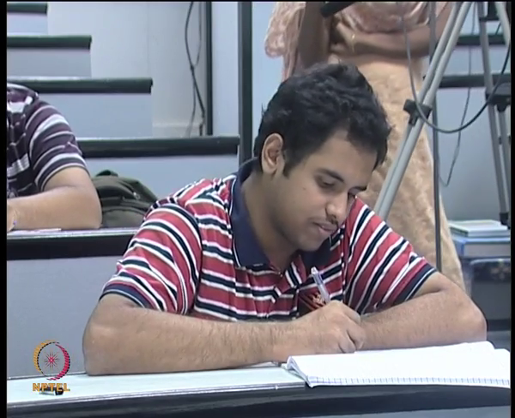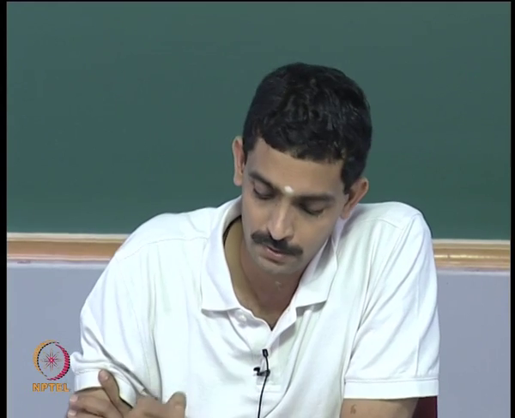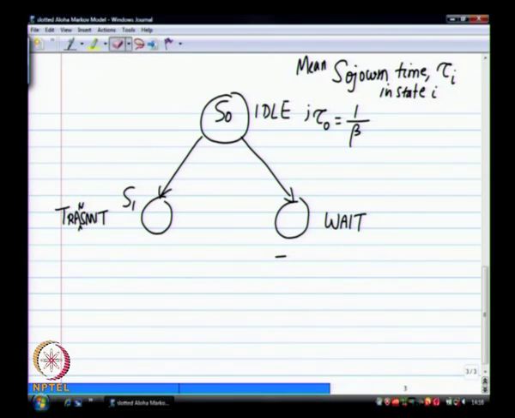So S0 to S1, what is the probability of that? 1 by m, right. So there are m slots, and exactly in the beginning of your allocated slot your packet has arrived. There is a packet in the queue. That is with probability 1 by m, right. So with probability 1 by m, I will go to this.